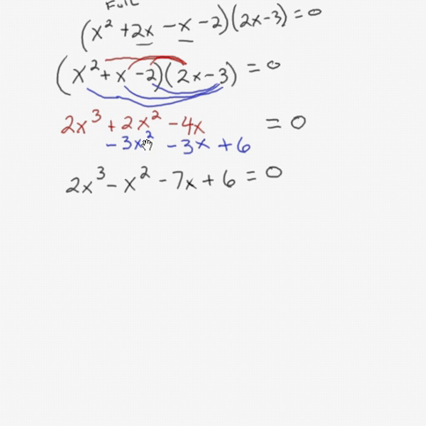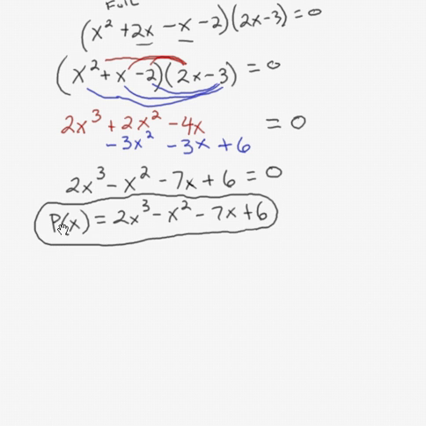And I line them up with like terms, so when we add, 2x to the third, negative x squared, negative 7x plus 6 equals 0. That's my polynomial. So the polynomial p of x is 2x to the third plus x squared, minus x squared, minus 7x plus 6.